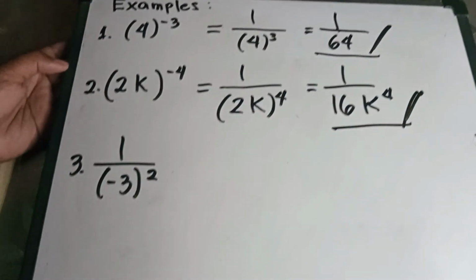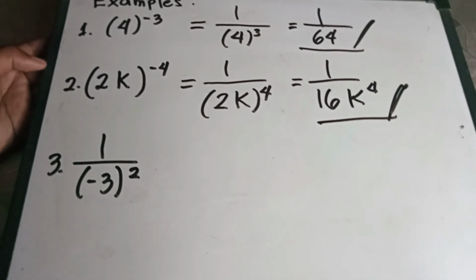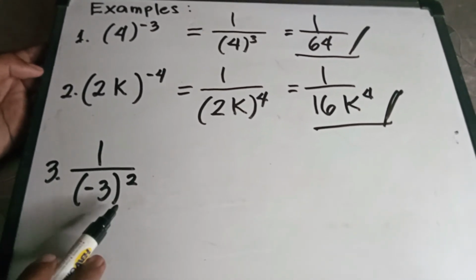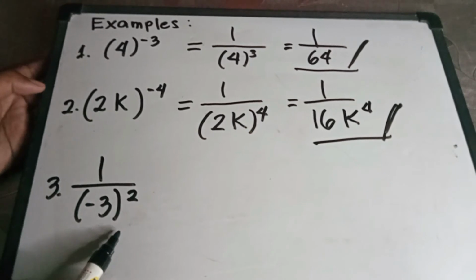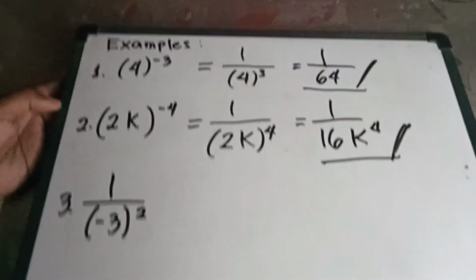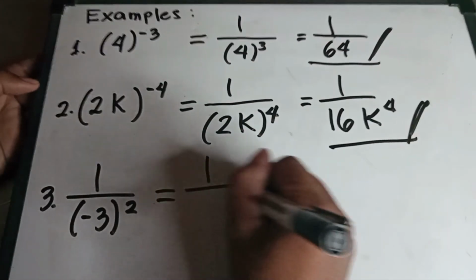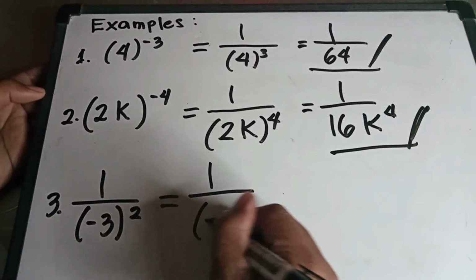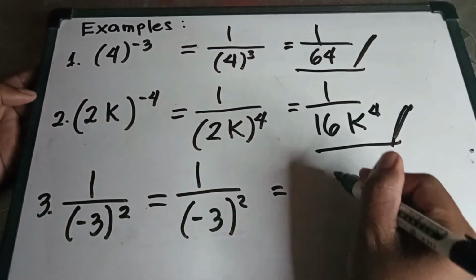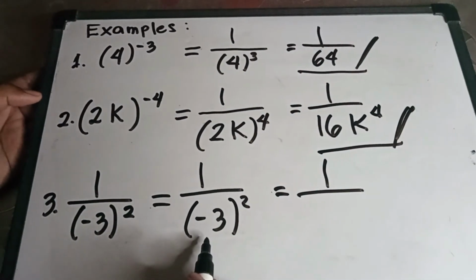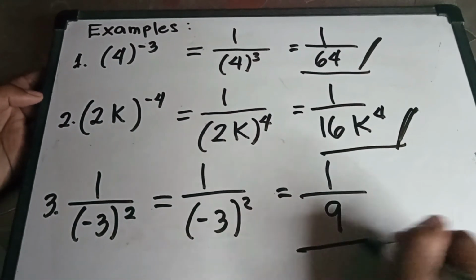And then, next, number 3. So, we have here 1 over negative 3 raised to 2. So, ibig sabihin, positive naman yung exponent natin. So, magiging 1 over negative 3 squared, is equal to 1 over, so negative 3 squared, ibig sabihin negative 3 times negative 3, positive 9. So 1 over 9.